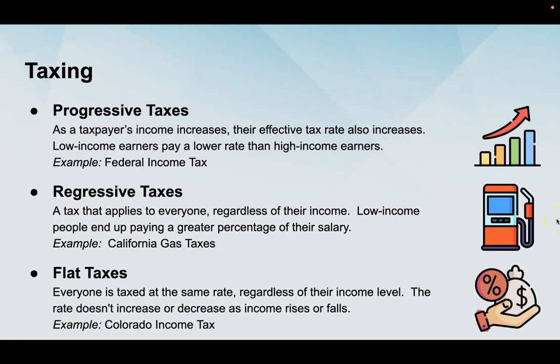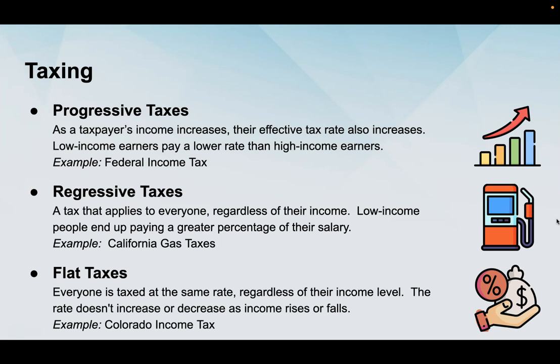If you live in Colorado, it doesn't matter how much money you make, you're going to be spending about 4.6% of your income towards the state income tax. You could be making millions of dollars a year and you're going to be paying that 4.6, or you could be low income, you're paying 4.6. Essentially, everybody is paying the same rate. That's what we're going to call a flat tax. So just know the difference between those three: progressive, regressive, flat. How are they different from each other?